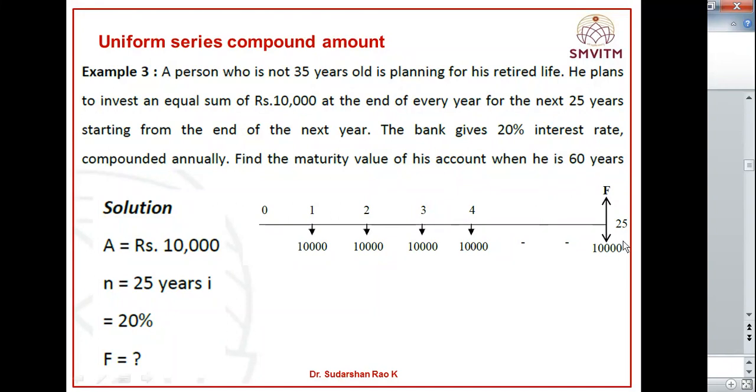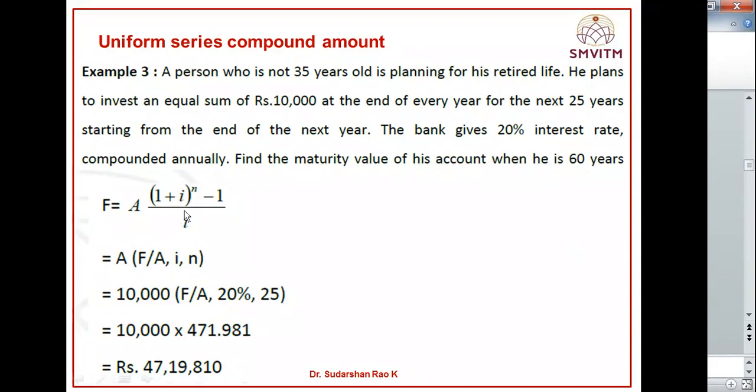He starts depositing at 35 years, and after 25 years he is 60. At the end, how much will he get? That is the future value, the uniform series compound amount, the compounded amount you have to calculate. Here A equals 10,000 rupees annually, the same amount deposited every year, which is a cash outflow. The number of years is 25 and the interest rate is 20%. How do we find the future value F?